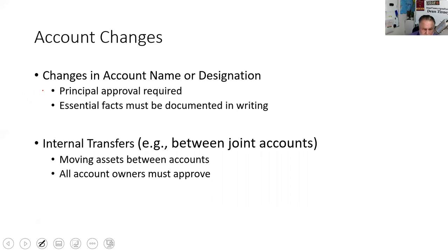Again, changes in account name or designation, principal approval is required. I can't tell you how many times people will start sending their statements of their customer who's losing money to them and sending them fictitious statements. And this is designed to prevent that. Where the principal says, what? Maybe I pick up the phone and call up and say, hey, this is Dean. I'm a principal. I see you're changing your account name or designation. And we should document everything in writing. Internal transfers between joint accounts: all account owners have to approve those internal transfers.